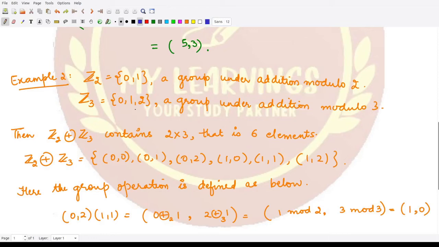What would be those 6 elements? They would be (0, 0), (0, 1), (0, 2), so these 3 elements here. Next, with 1 we have (1, 0), (1, 1), (1, 2). So we have these 3 elements as well. These form the elements of the external direct product. Here the operation is defined in the following manner. Suppose we consider the element (0, 2) and the element (1, 1).